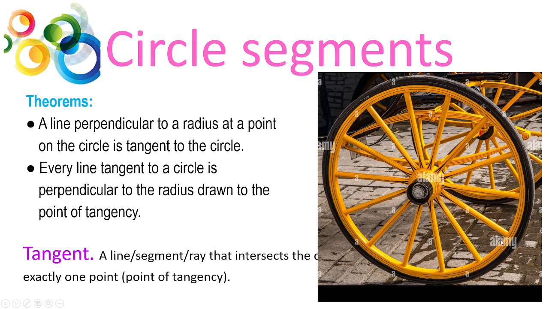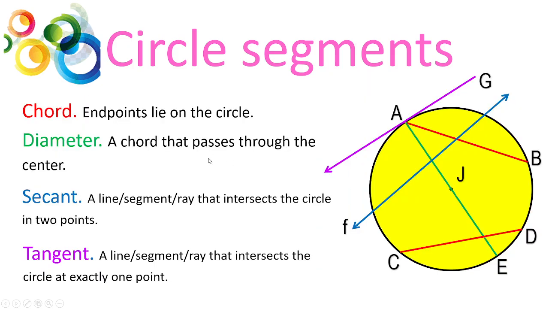So an example would be the rubber part, and of course this beautiful road, no? Very beautiful inventions. So the road is tangent with the rubber part of the wheel. So somewhere here is the point of tangency between the rubber and the cement. And that's it. So these are the segments again.